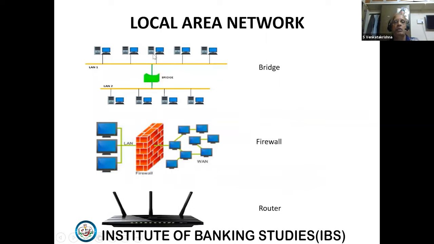Bridge means what? Between these two LANs, I'm trying to connect through a bridge. Firewall means what? I told you. This is a wall. That's why it's called a firewall. LAN, WAN. What is WAN? Wide Area Network. LAN means what? It is your own system. I am working in Punjab National Bank. Punjab National Bank only is able to access this, all my branches. Or State Bank of India. State Bank of India people only are able to access. That also only limited persons in limited areas.